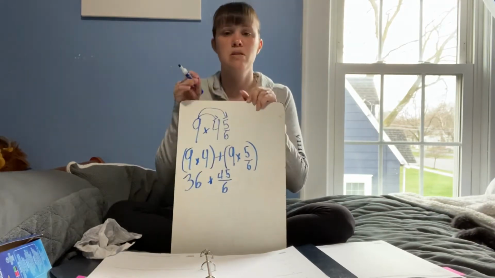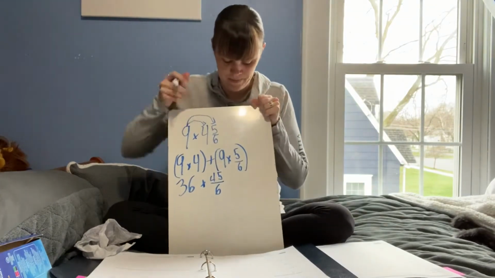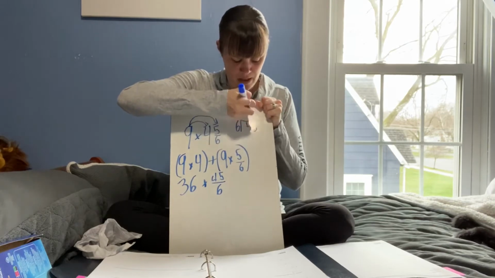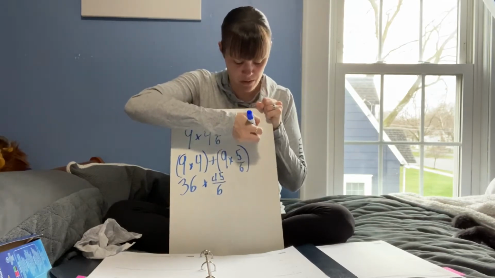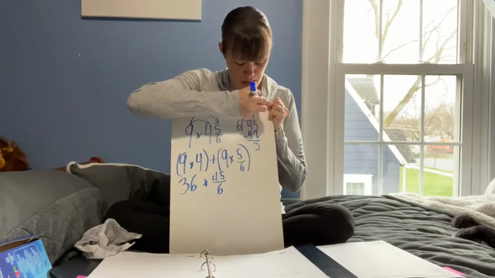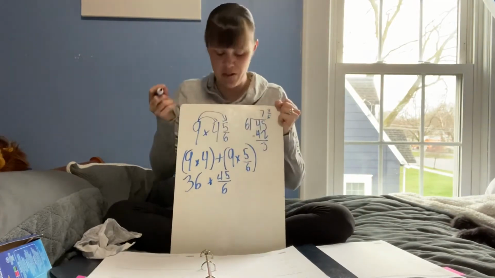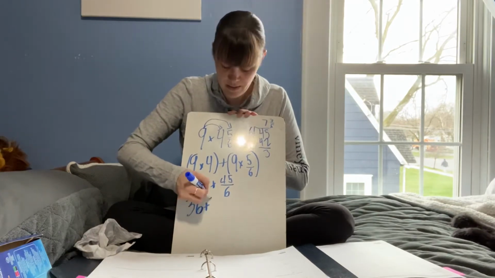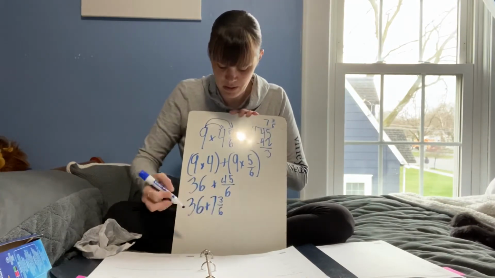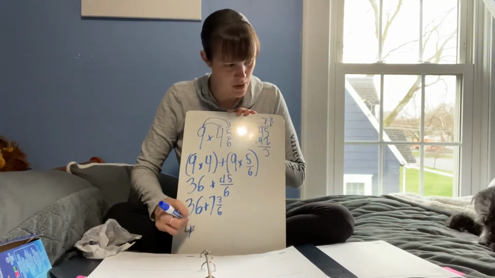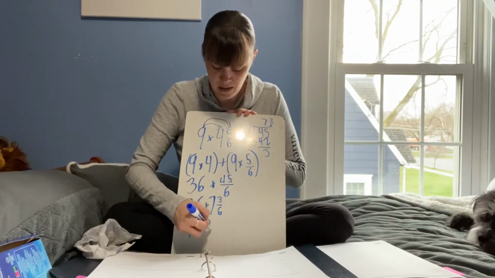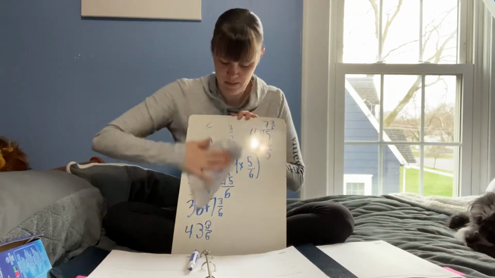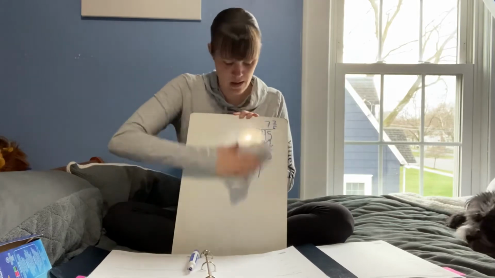Now, how many times does 6 go into 45? It is 7, 42, remainder 3, so 3/6, equivalent fraction 1/2. So 36 plus 7 and 3/6. 36 plus 7 is 43, and 3/6. Good? Good. We're already on C.